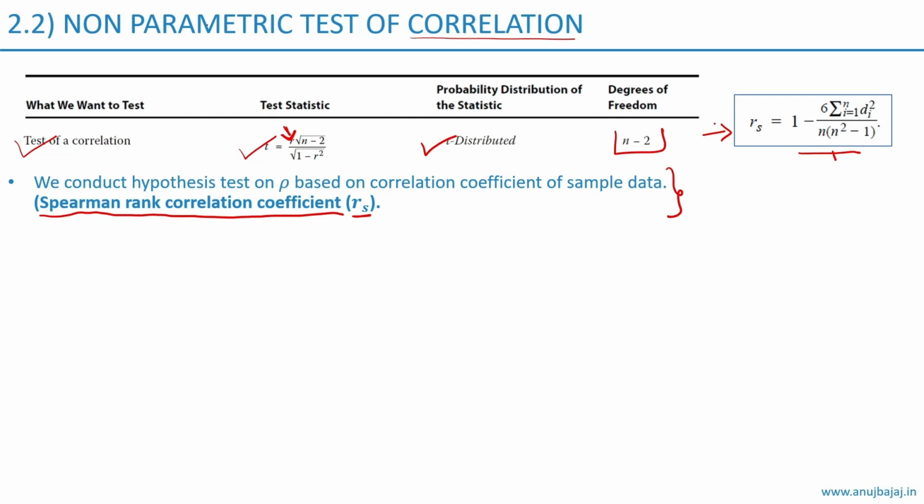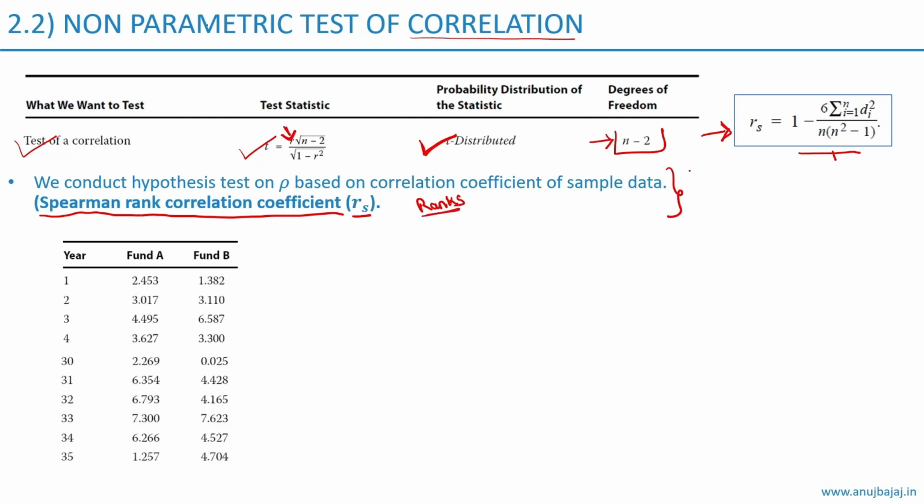After computing the test statistic, we use the t distribution table to compute the critical value based on the degree of freedom and the level of significance specified. Now let us look at an example to see how we calculate the Spearman rank correlation coefficient. The Spearman rank correlation is calculated based on the ranks of each observation within their sample.